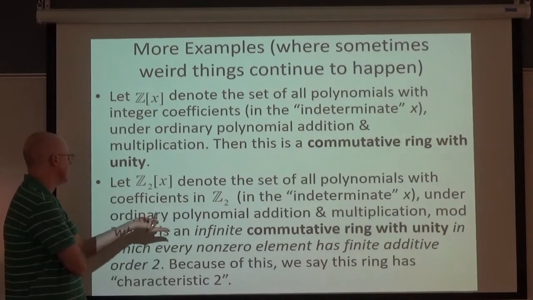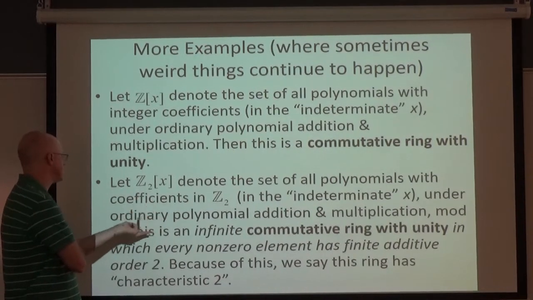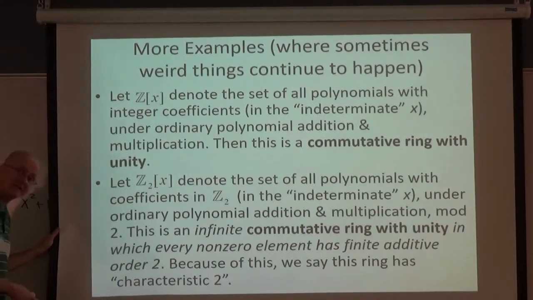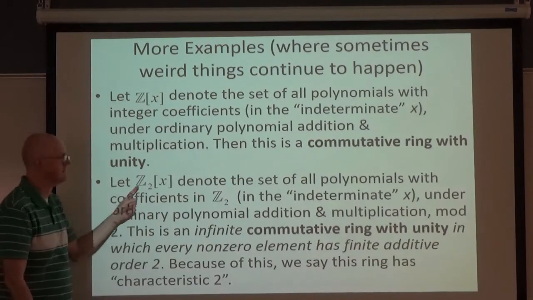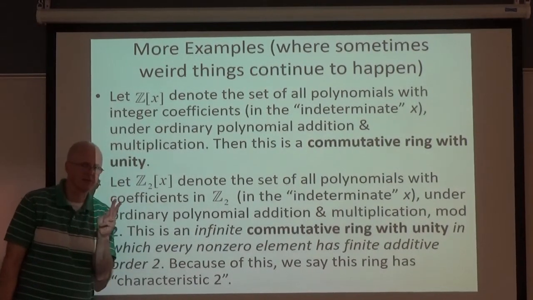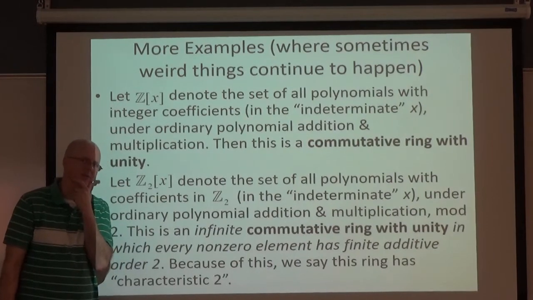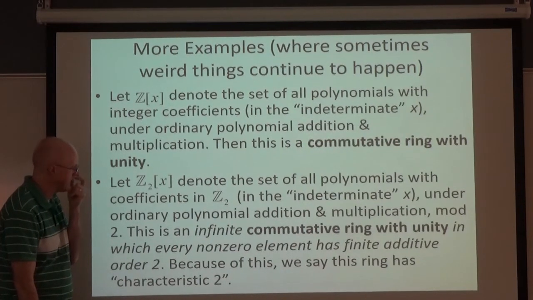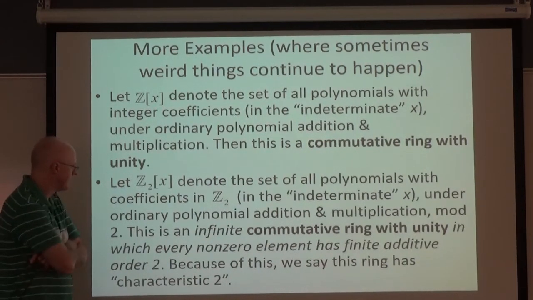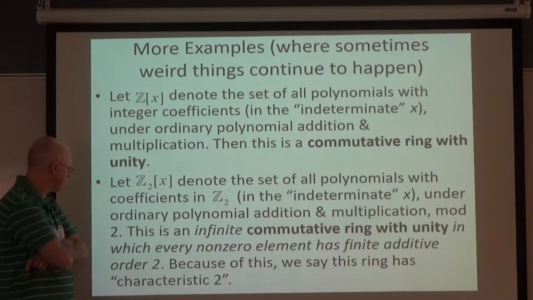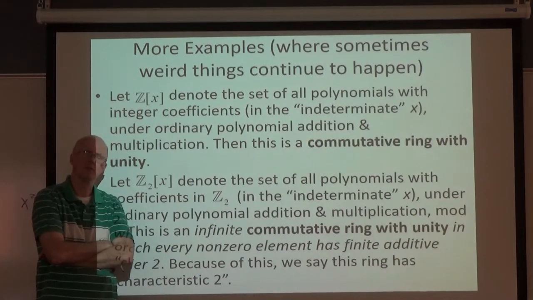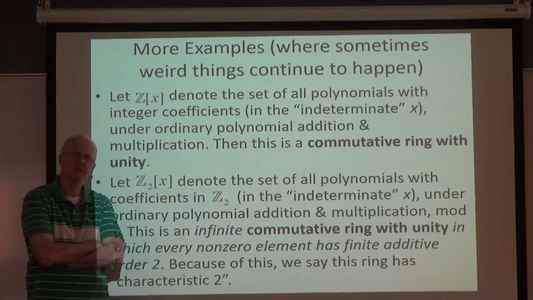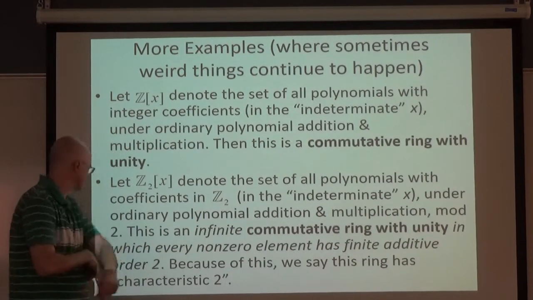In an indeterminate x, under, again, ordinary polynomial addition, but this time it would be done mod 2. Interesting thing about this ring is it is an infinite set. First of all, even though Z2 only has 2 elements, there are still, if you think about it, infinitely many polynomials you could make. However, in spite of the infinite nature of this ring, every non-zero element has finite additive order 2. You add any element in this ring to itself, you get 0, the additive identity. Does that make sense?